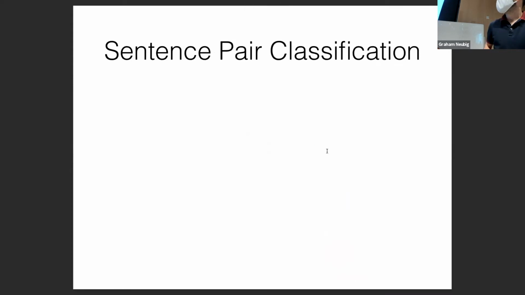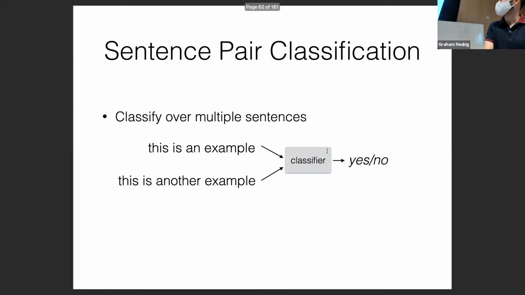Another place where sentence representations could be used is for sentence pair classification. So this is a very common task nowadays, used in both practical settings and just as a way to measure how good sentence embeddings or contextualized word embeddings are. It's basically classification over multiple sentences where you take this example and this other example, you throw them through a classifier, and you get a yes/no decision or a multi-class decision.